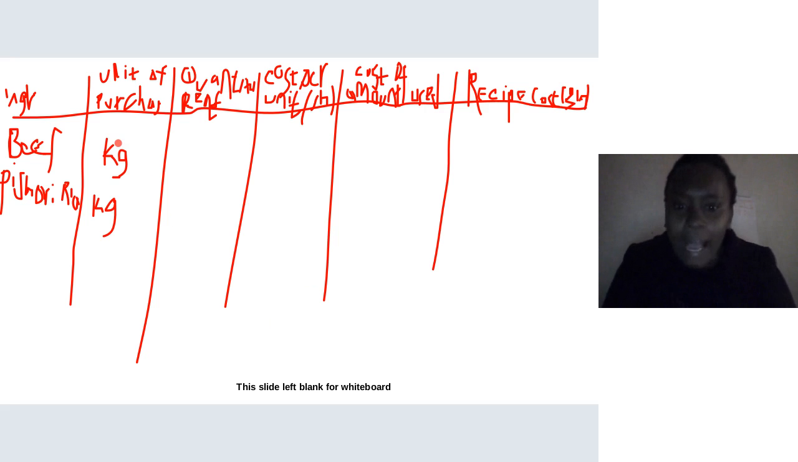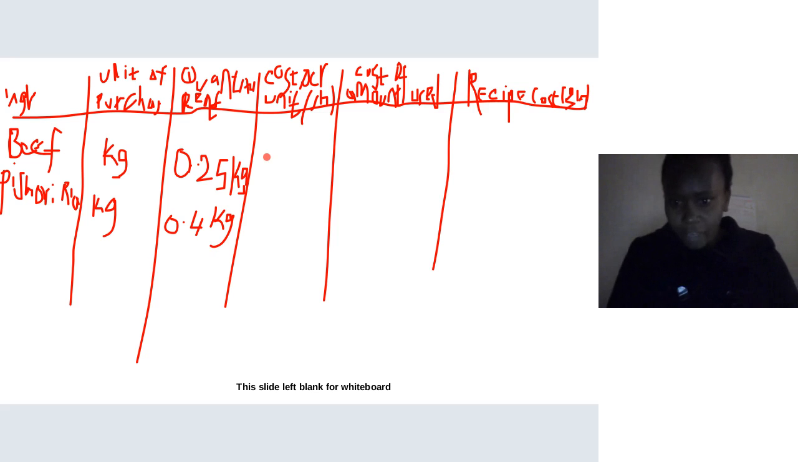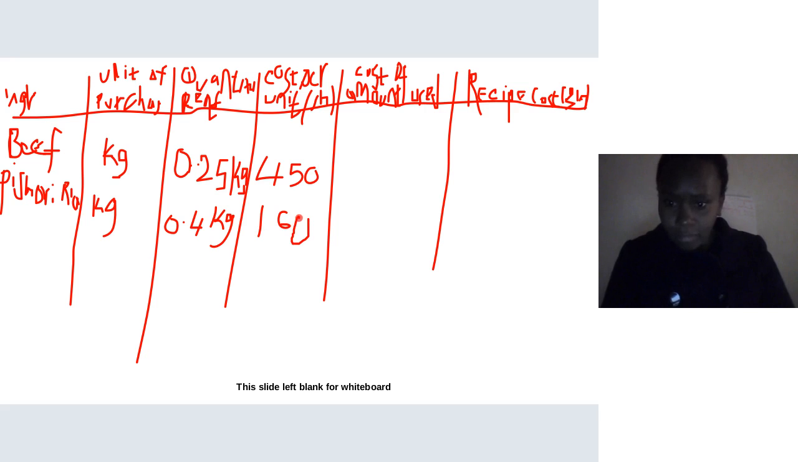So there we are. Beef is sold in kilograms, and pishori rice is also sold in kilograms. The quantity required for beef had been 0.25 kilograms, and rice had been 0.4. The cost per unit had been given as 450 shillings for beef and 160 shillings for rice.